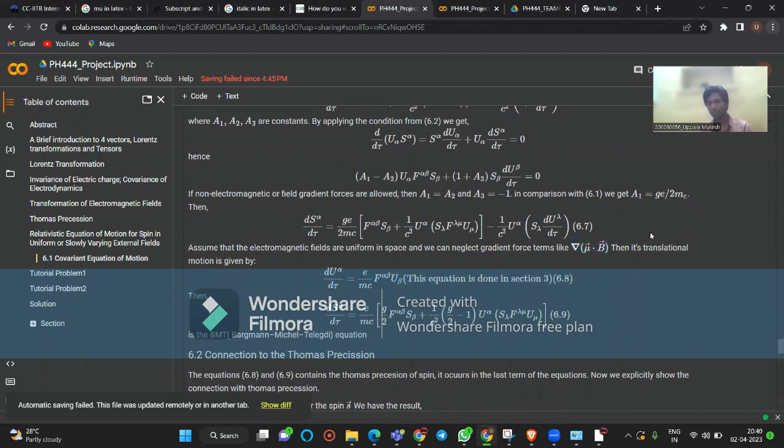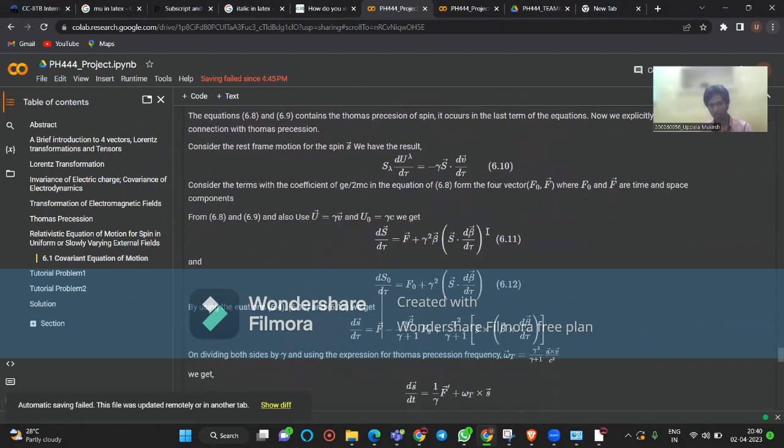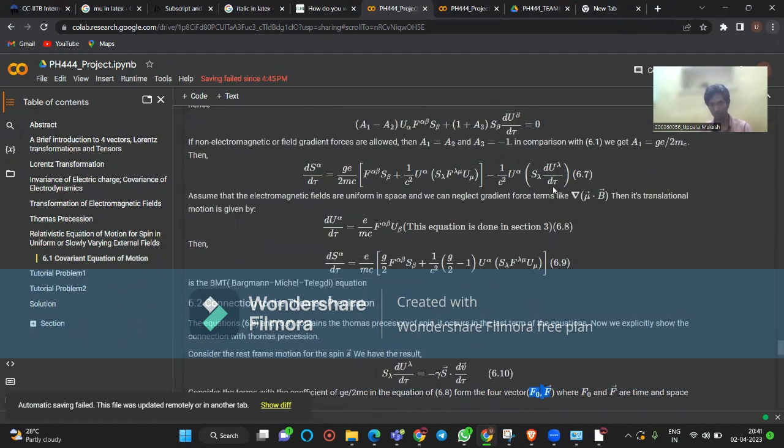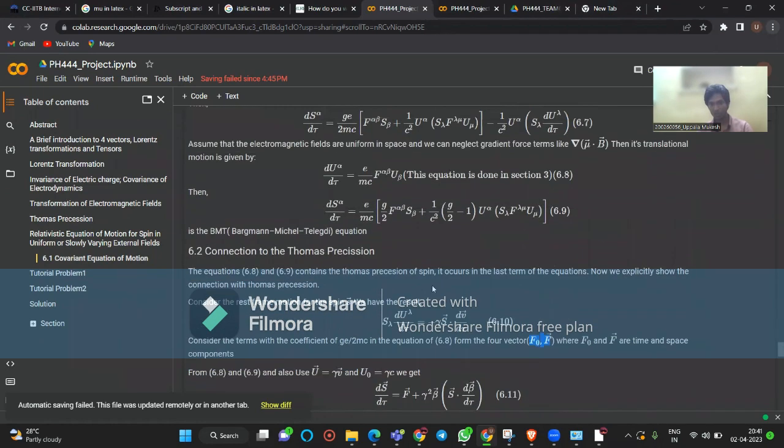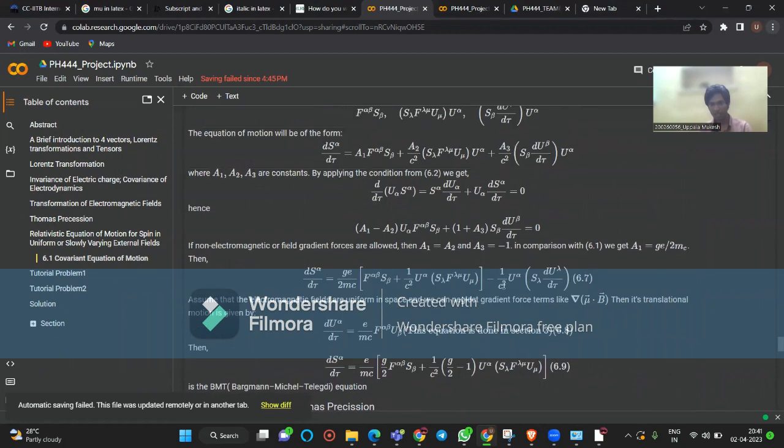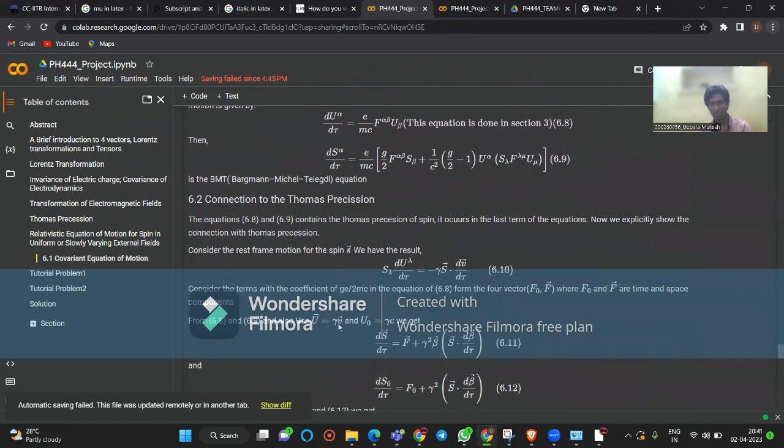And now take this BMT equation. In this equation, take this first term. I am saying that the terms of this first term form a 4 vector, and we are representing that 4 vector by this F naught and capital F bar. Now we are substituting this result in the second term of this equation, and also using the fact that u alpha is gamma times v bar, and the time component of the four velocity is gamma times c.